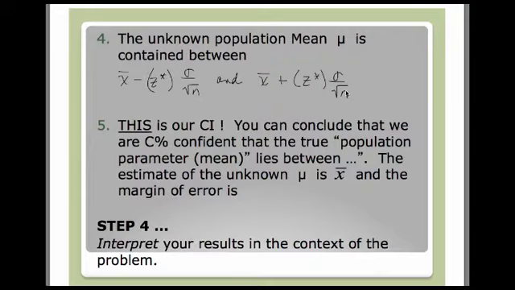The estimate of the unknown mu is x bar, and the margin of error is really going to be that z star times sigma over square root of n. So if by chance they ever ask you for a margin of error, it's going to be that z star times sigma over square root of n part. And then you interpret your results, which we'll be talking about. That's the part we were mentioning yesterday. There's definitely a certain way to interpret them.